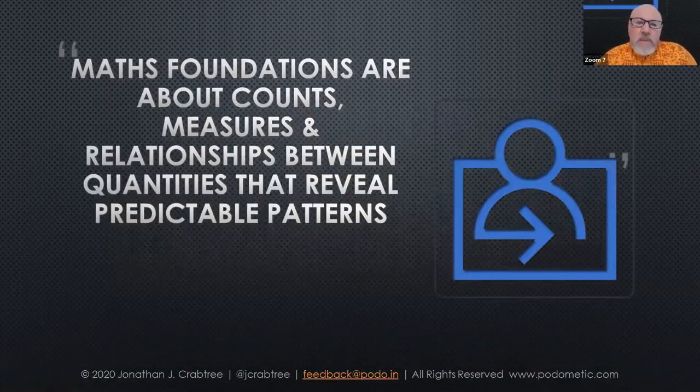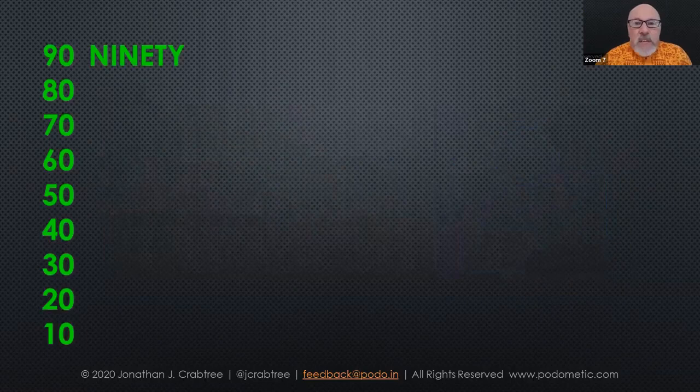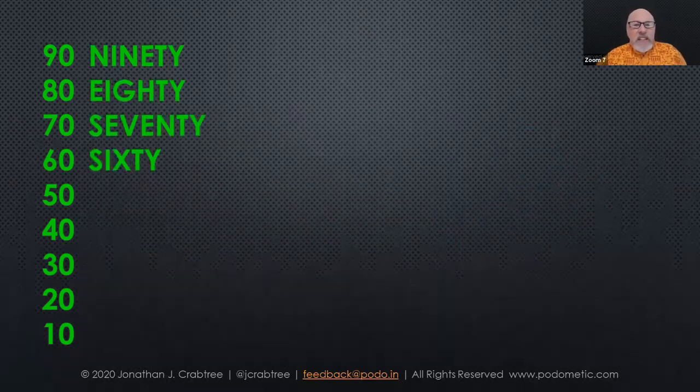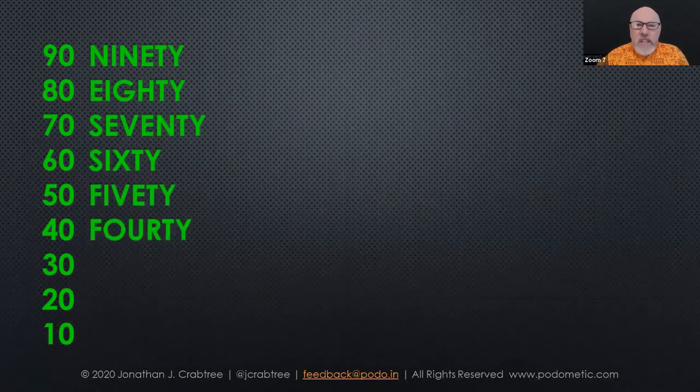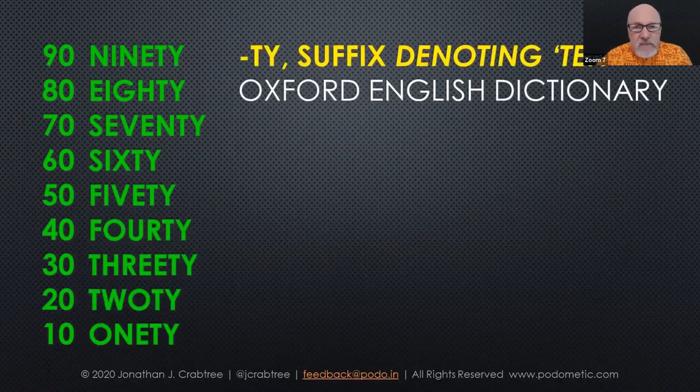So one of the comments here is that maths foundations are about counts, measures, and relationships between quantities that reveal predictable patterns. So let's just look at one of the most predictable patterns that we have in early primary elementary level education. So we just go 90, 80, 70, 60, 5ty, 40, 3ty, 2ty, and 1ty.